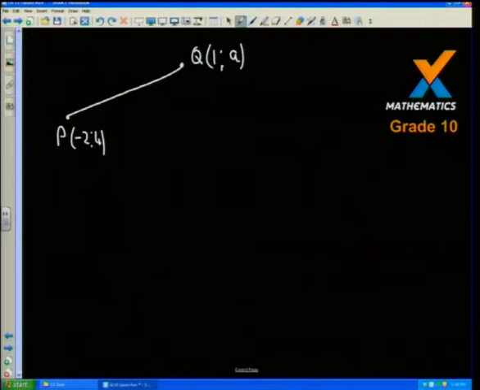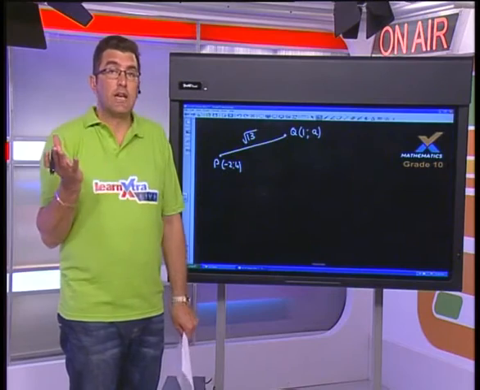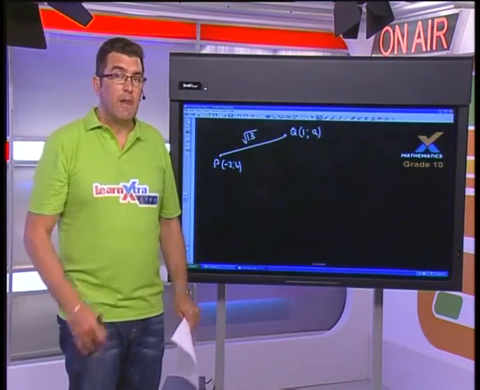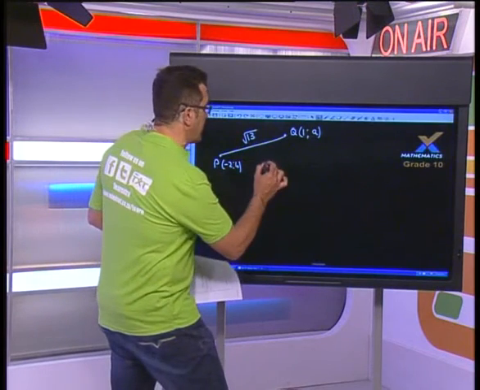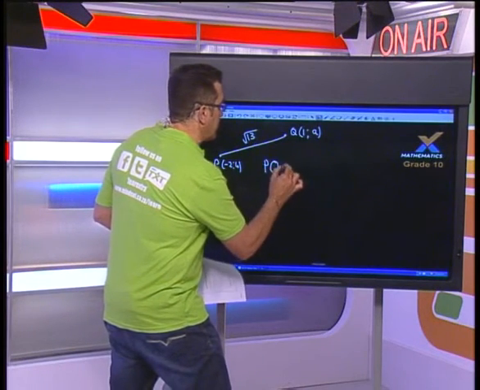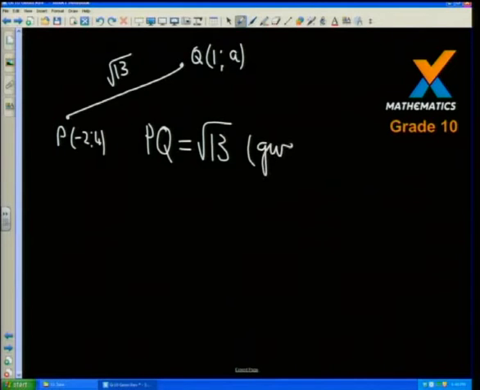Now they tell me something about that line. They say it has a distance or a length of root 13. Now they want me to find the value of A. The only thing you need to remember is I'm working with the distance of a line, so I need my distance formula. And what comes after that is quite interesting. So let us apply my distance formula. PQ is root 13. That they gave me. That's given from the word go.